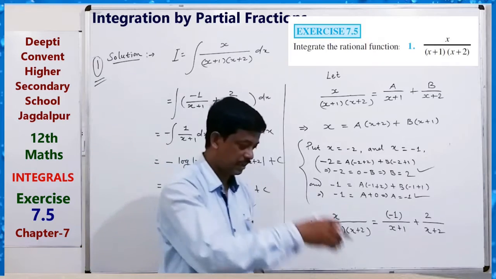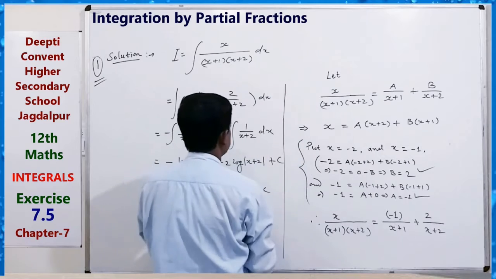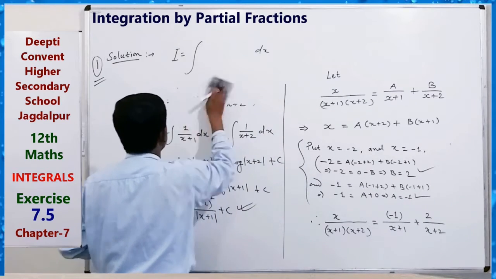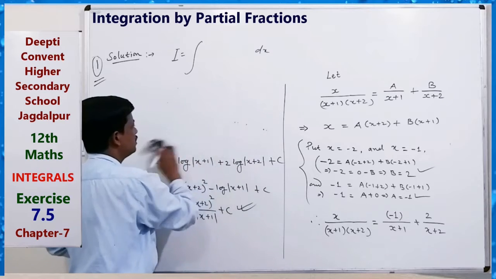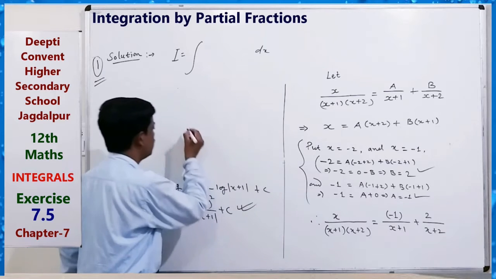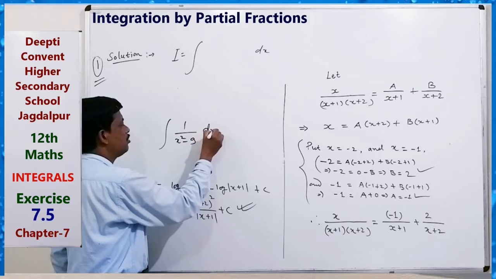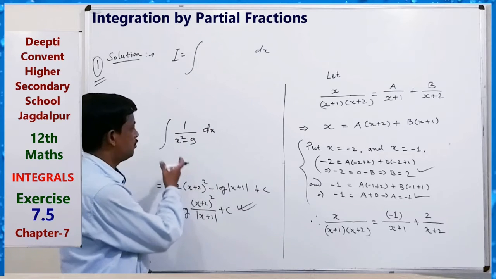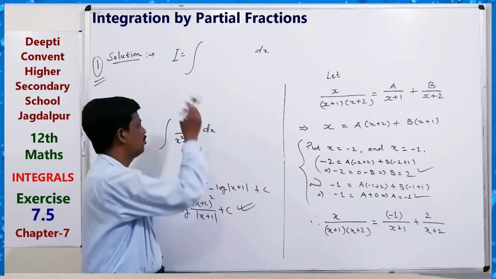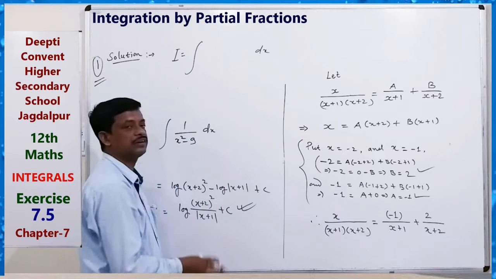Now take question second. What is question second? Here we see question second, this is for understanding only. Question second is given 1 upon x square minus 9. It can be solved by our previous method also, but we can also use this standard format, 1 upon x square minus a square, integration of this. But this can also be factorized.